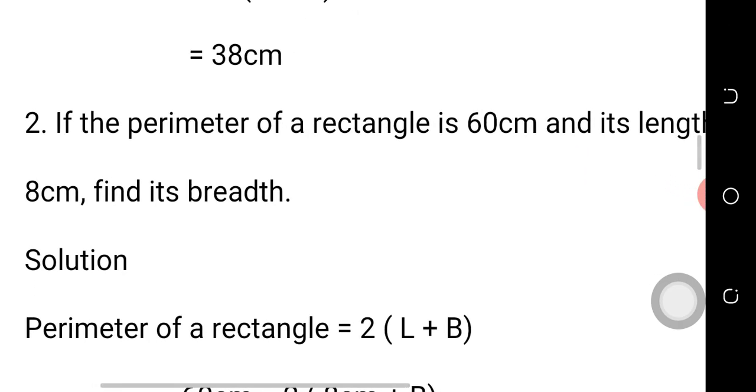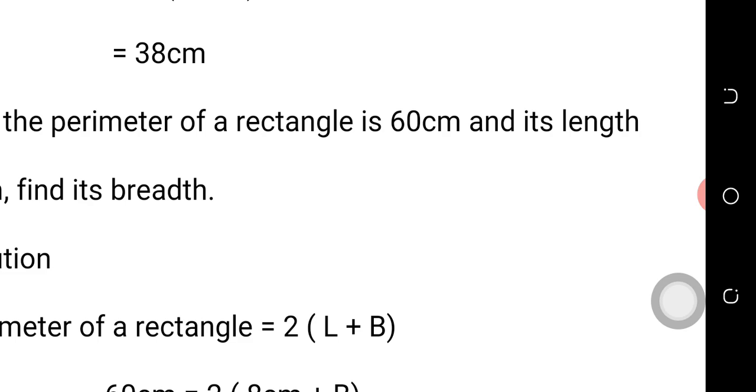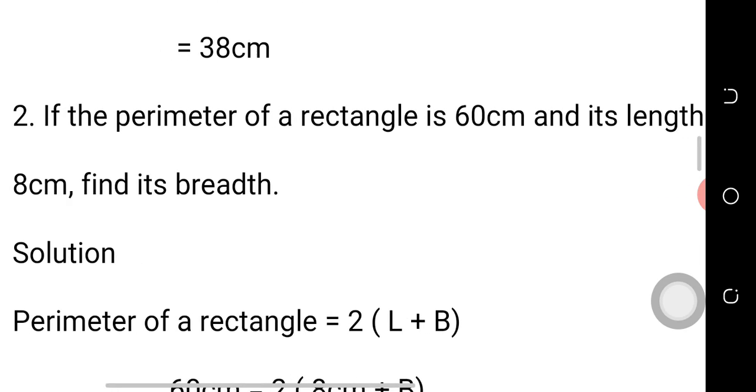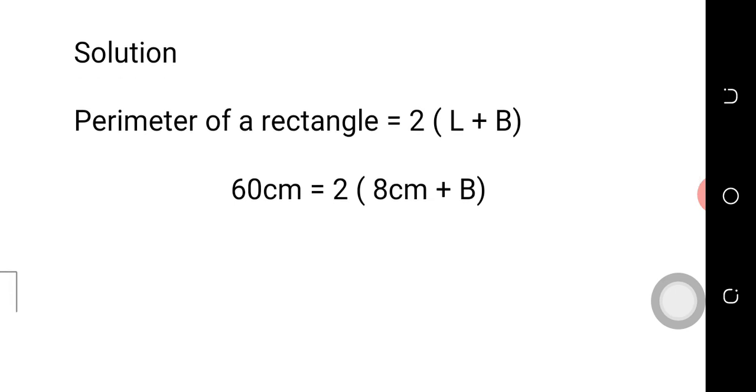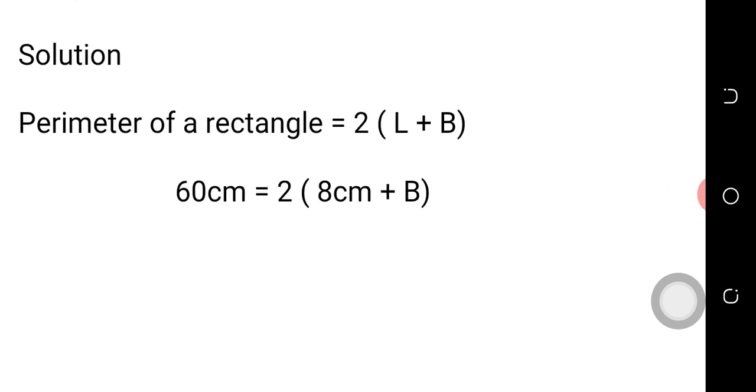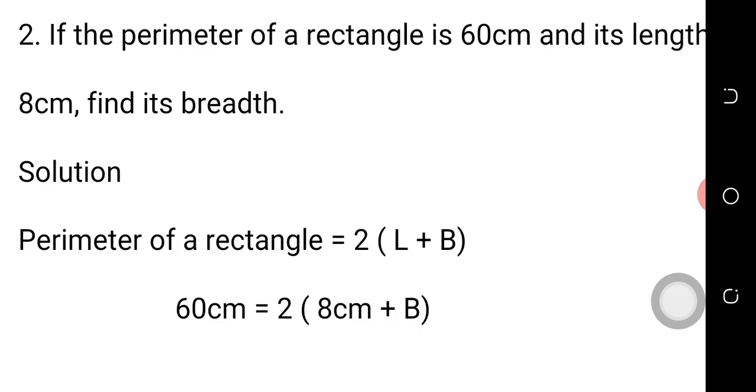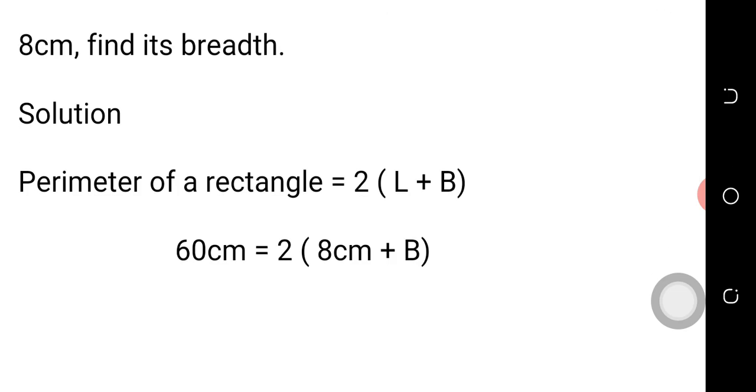Another example: if the perimeter of a rectangle is 60 centimeters and its length is 8 centimeters, find its breadth. Solution: the first thing we need to write out in mathematics is the formula. Perimeter of rectangle equals 2 into length plus breadth. P stands for perimeter, and since it is given to be 60 centimeters, where you see perimeter of a rectangle, you now put 60 centimeters there. You now equate it with the given formula, which is 2 into length plus breadth. So in that bracket, length stands for 8 centimeters while breadth is unknown.